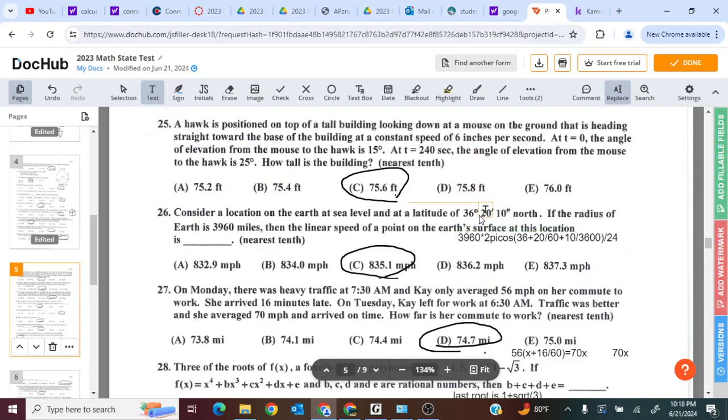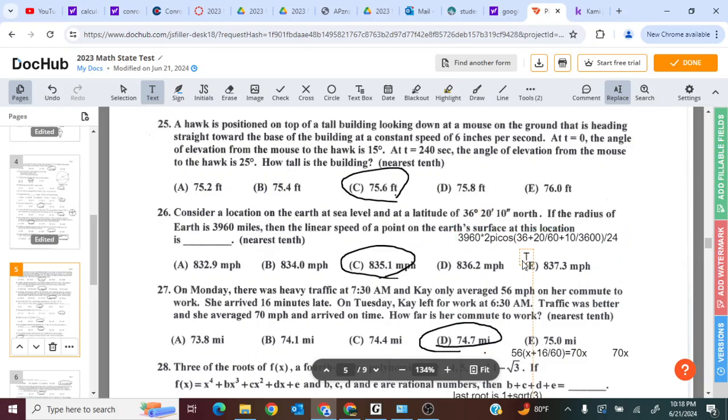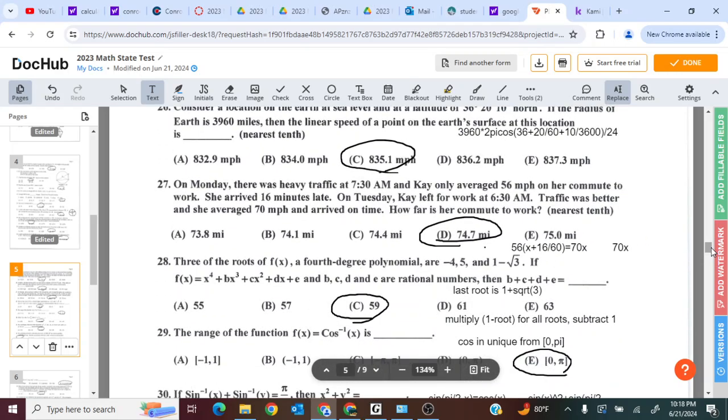And then because it's 36 degrees north, you multiply it by the cosine of that value to represent the horizontal distance that represents the circumference. And then you divide by 24 because the Earth rotates once every 24 hours. And then if you do that, you get 835.1.